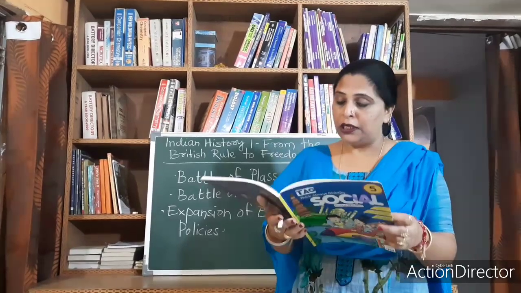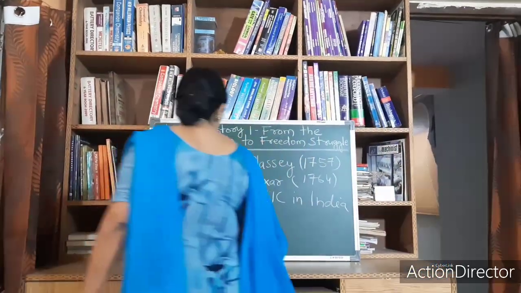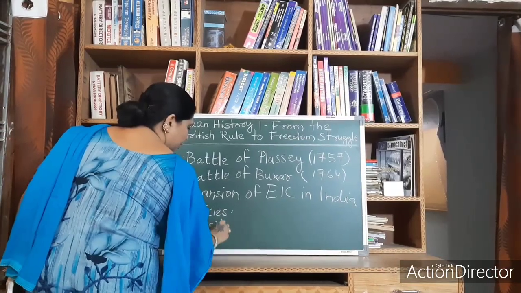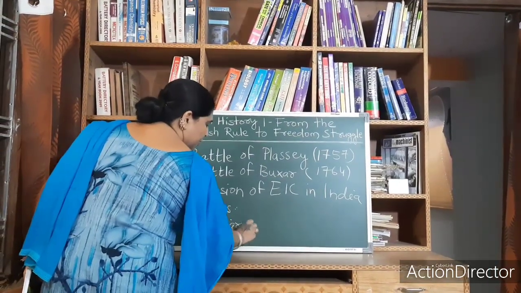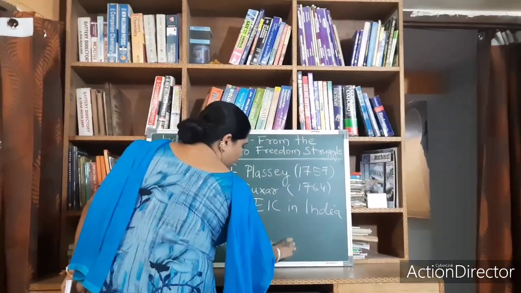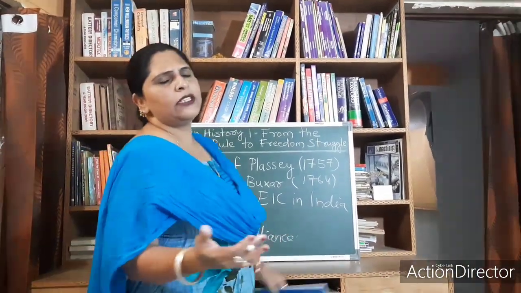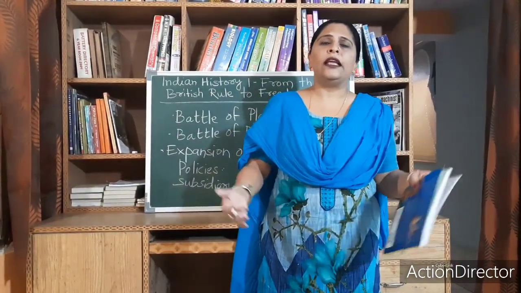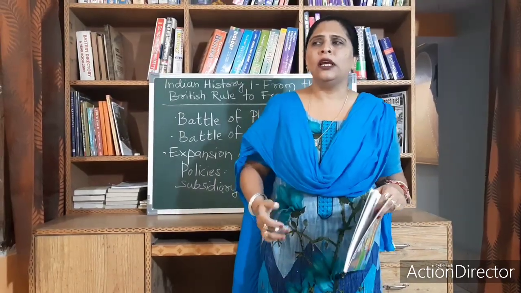The British used the subsidiary alliance. This was nothing, they were just framing policies anyhow to grab the Indian land, anyhow to exploit the Indian kings, anyhow to exploit the Indian resources.